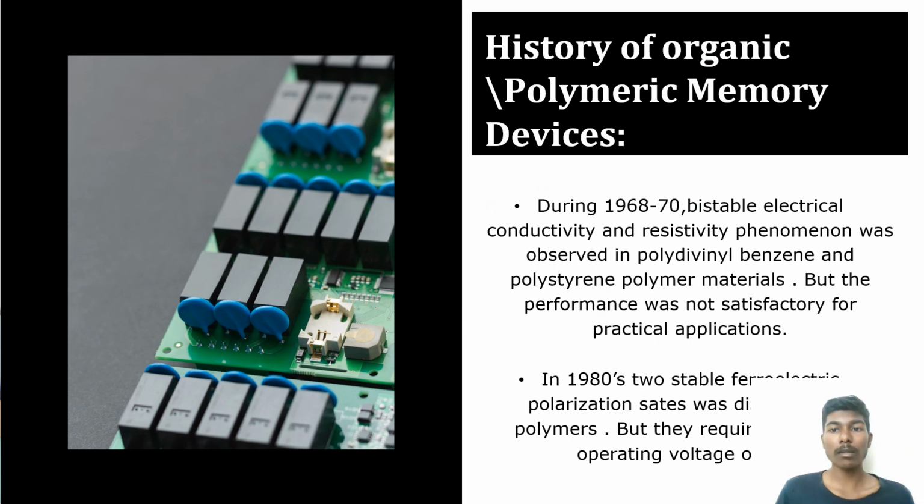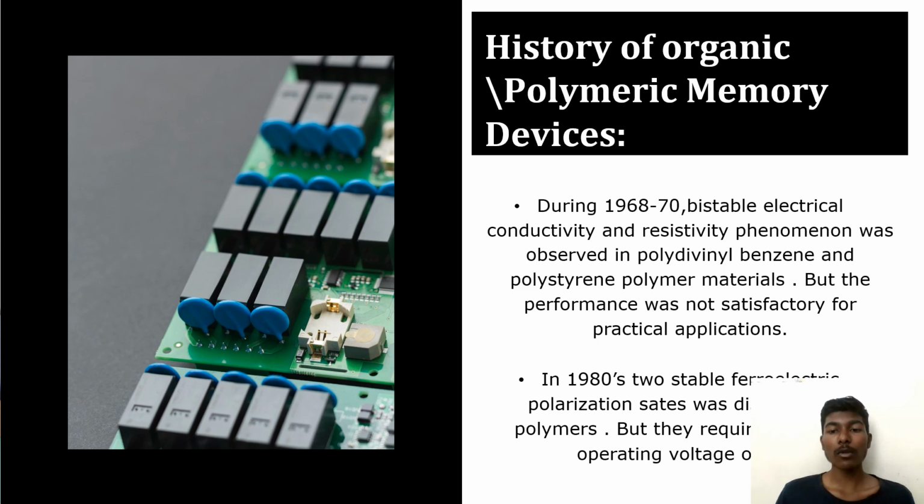Next, I'm going to explain the history of organic memory devices. History of organic or polymeric memory devices. During 1968 to 70, bistable electrical conductivity and resistivity phenomenon was observed in polydivinyl benzene and polystyrene polymer materials. But the performance of these memory devices was not satisfactory for practical applications.